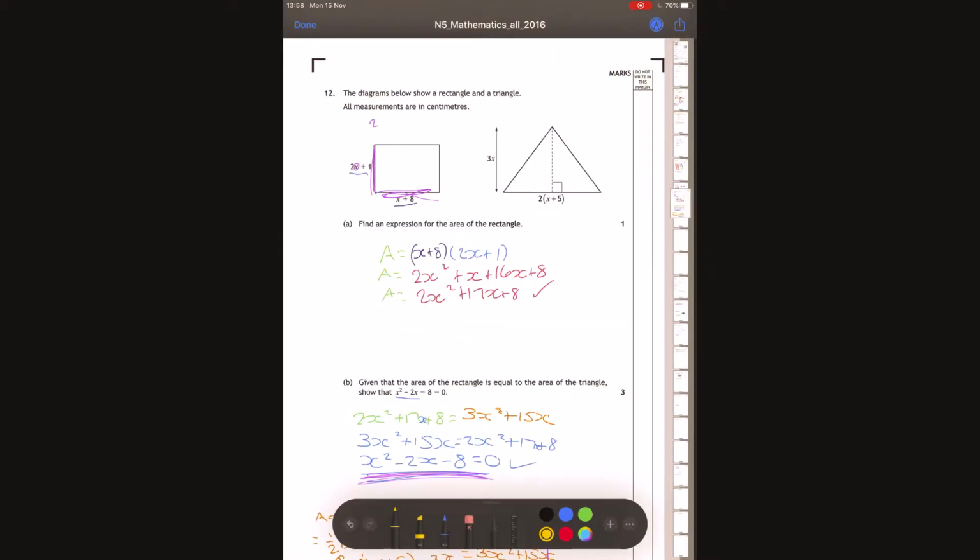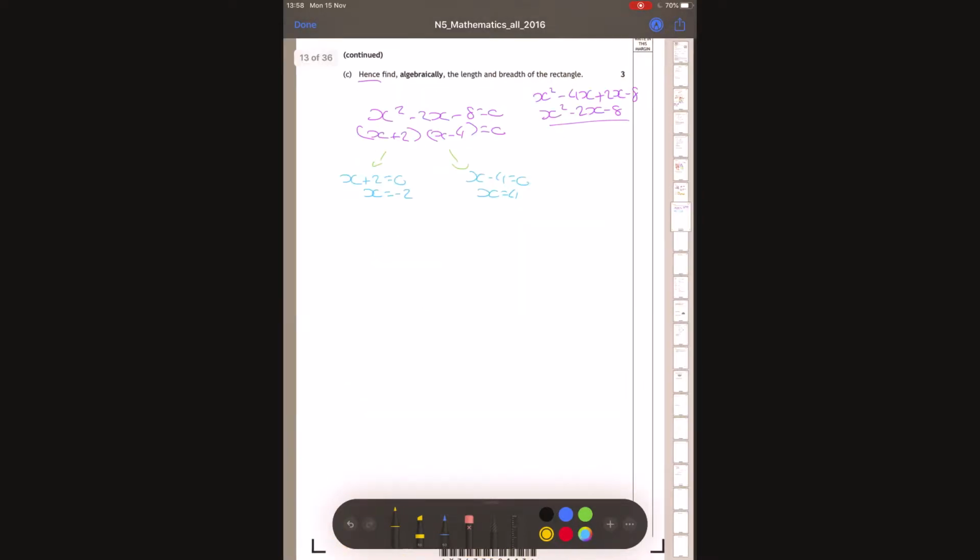Can we have a length that is negative? No, because it would be nonsensical. Therefore, this negative answer, we cannot be using that. So we can put a little x through that. So we must have x is equal to 4.